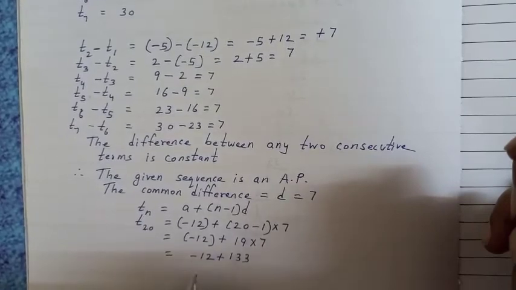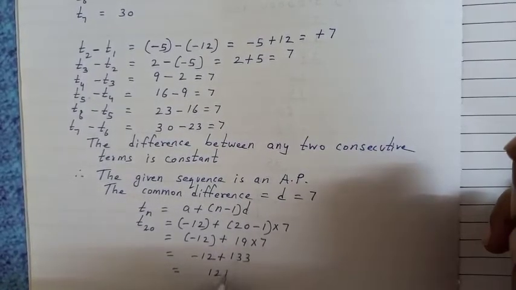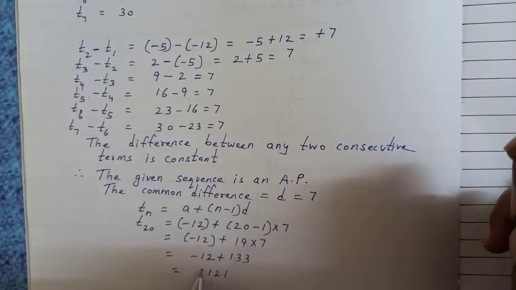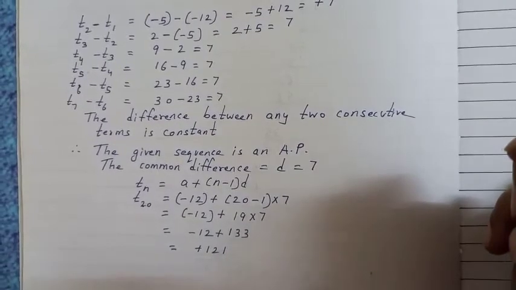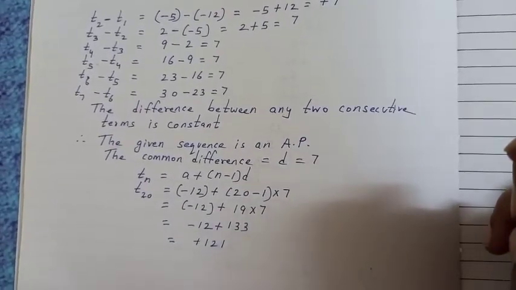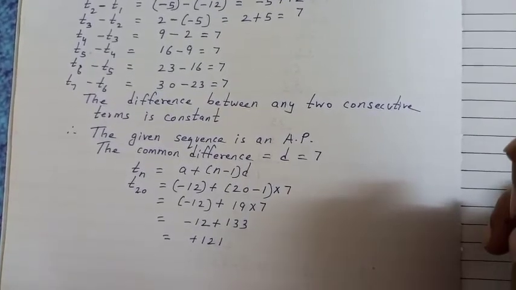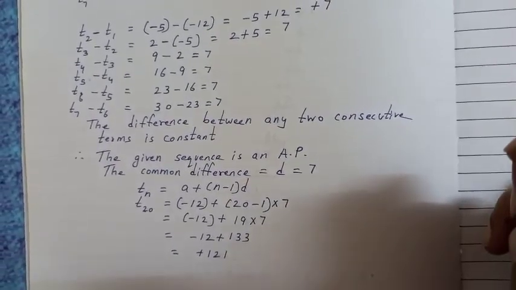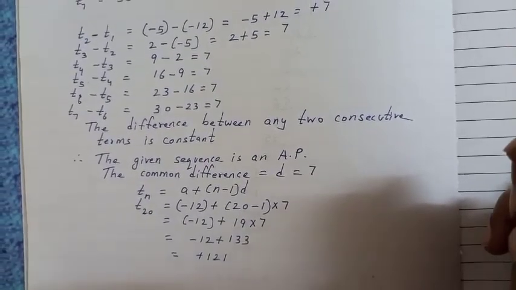Minus 12 plus 133, which is equal to 121. The sign of the greater number is plus, 121. So this way we have found the 20th term. Therefore, the 20th term of the AP is 121. I hope you have understood this sum.